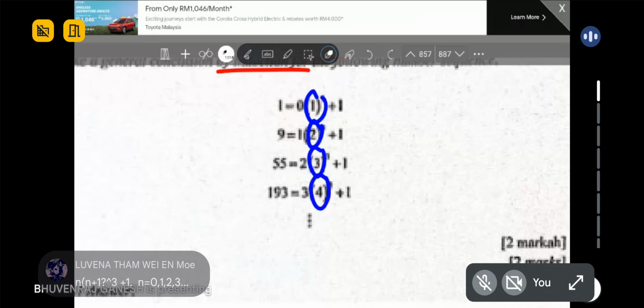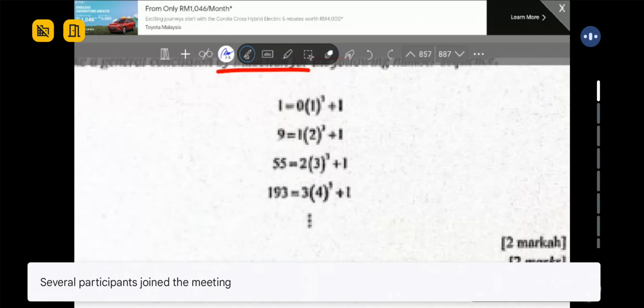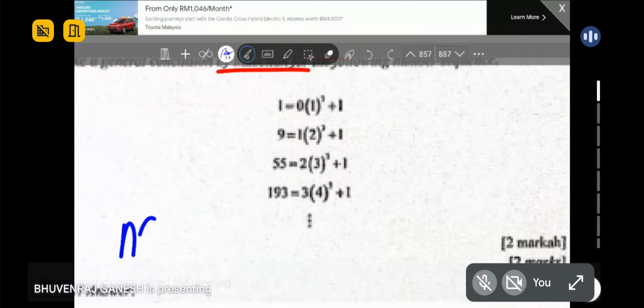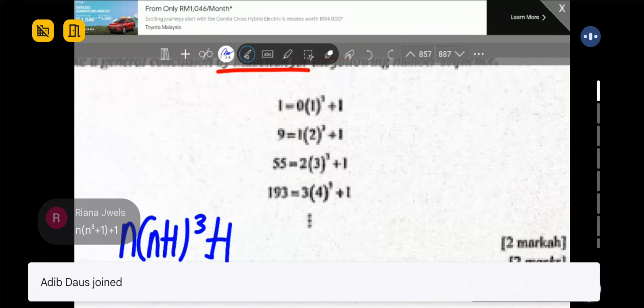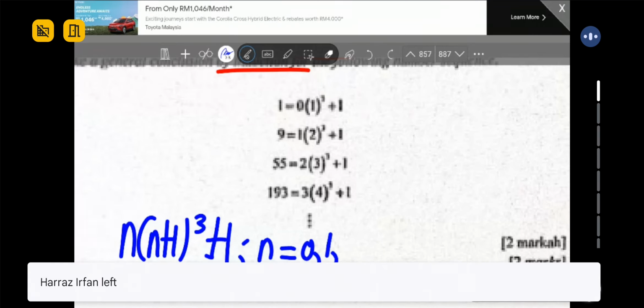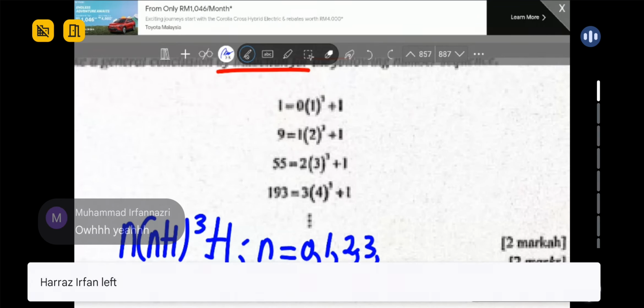Yes. Okay, Joanne's answer is correct. Yes, very good, Lovena. Correct. Okay, the answer is n plus 1 power 3 plus 1. Do you see that? Nampak? Okay, because n is equal to 0, 1, 2, 3. Dapat tak? Konsep dia. Can you see it?